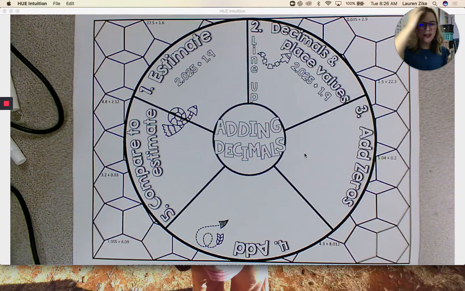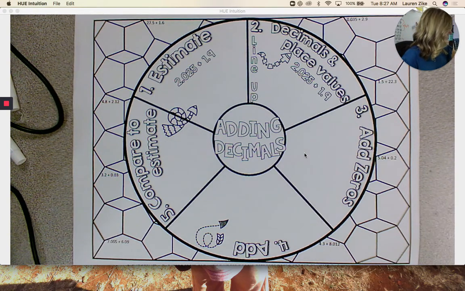Hello, fifth graders. So today we are going to continue on with our decimals lessons. We are going to quickly review adding decimals today before we continue on tomorrow. So let's take a look, shall we?